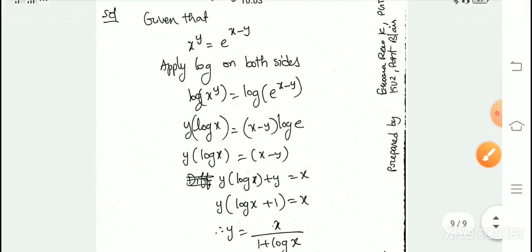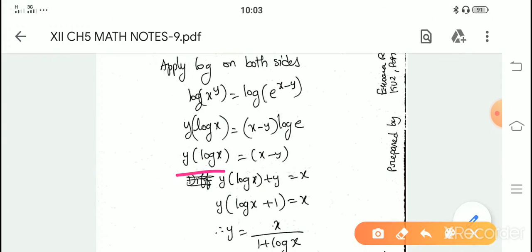Then what is the next step? y log x is equal to x minus y. Bring minus y to the left hand side: y log x plus y is equal to x. Take y common: y into log x plus 1 is equal to x. So then what is y? x by 1 plus log x. What is y? x by 1 plus log x.